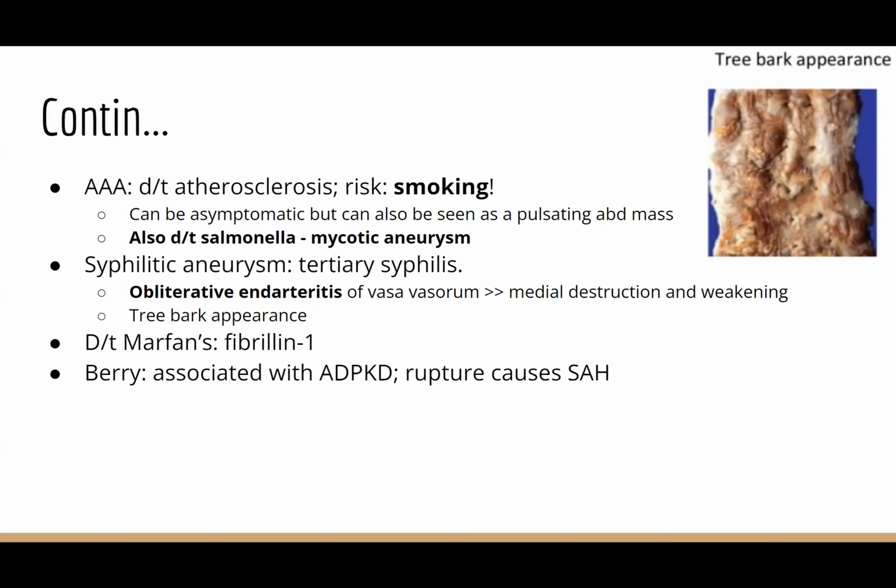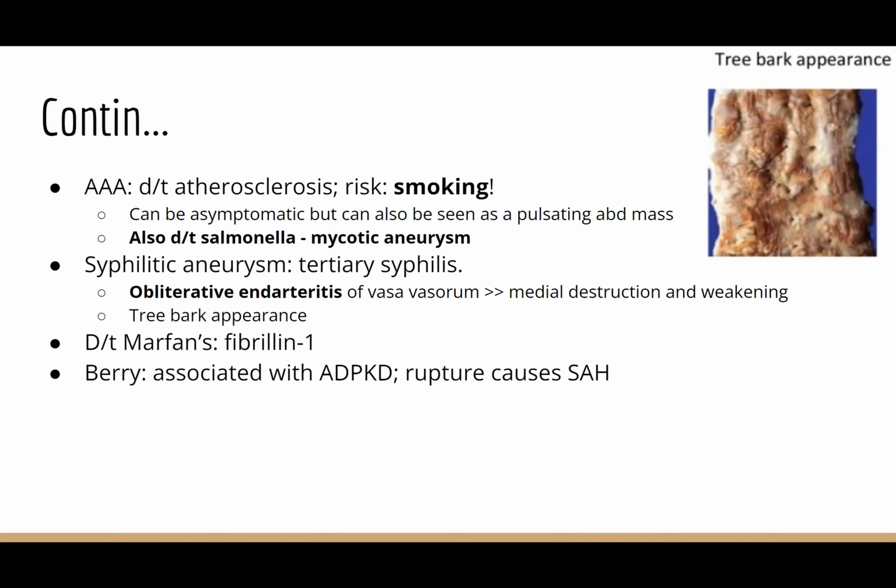You can also have a mycotic aneurysm, that is commonly due to salmonella, so just make note of that. And then syphilitic aneurysm, this is due to tertiary syphilis. I put the picture on here, the tree bark appearance. This is the hallmark of the syphilitic aneurysm, and it's due to obliterative endarteritis of the vasa vasorum, which leads to the medial destruction and weakening.